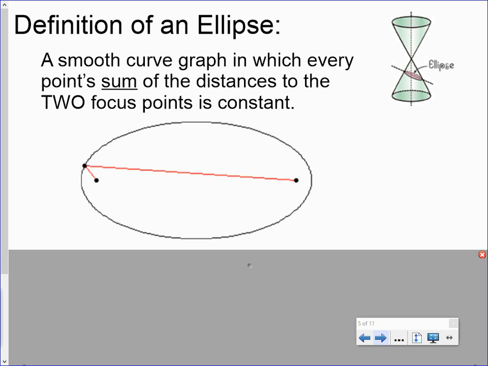We have standard form equations for an ellipse. I'm going to give you some time to jot this down, and then we'll talk about everything.